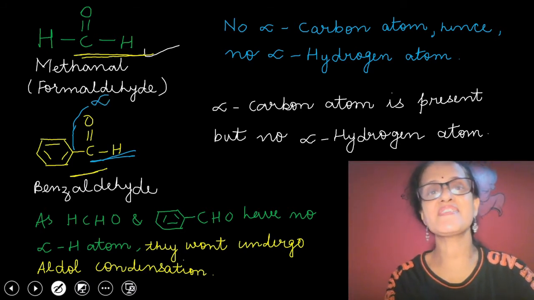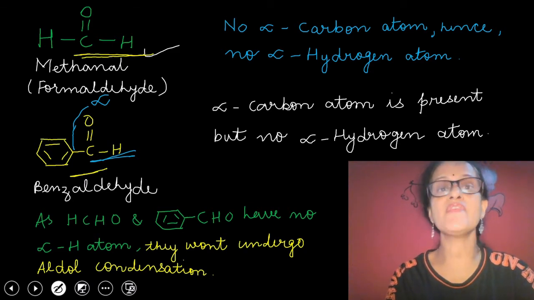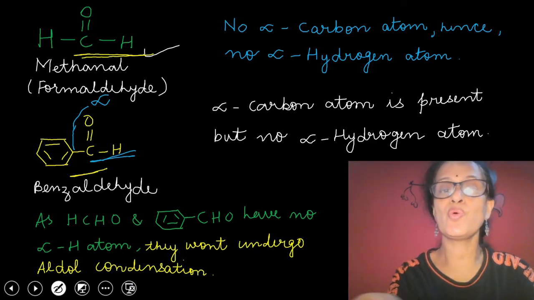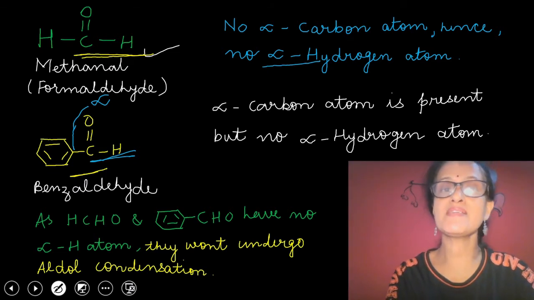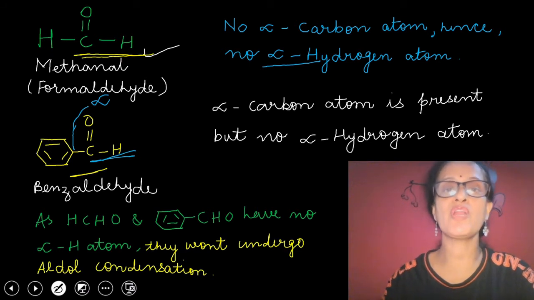But you can see that benzaldehyde has an alpha carbon atom but no alpha hydrogen atom, because no hydrogen atom is attached to the alpha carbon atom. It means benzaldehyde doesn't have any alpha hydrogen atom. So benzaldehyde will also not undergo aldol condensation reaction. So this is the conclusion: as formaldehyde has no alpha carbon atom, no alpha carbon atom means no alpha hydrogen atom. And benzaldehyde has an alpha carbon atom but no alpha hydrogen atom. Therefore, both benzaldehyde and formaldehyde will not undergo aldol condensation reaction.